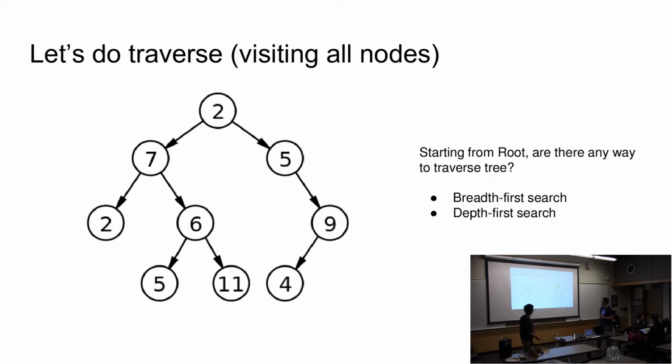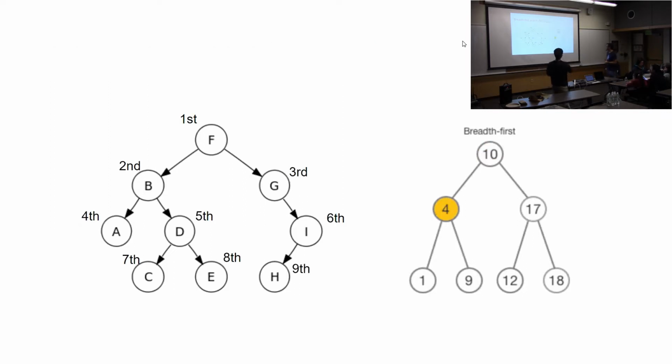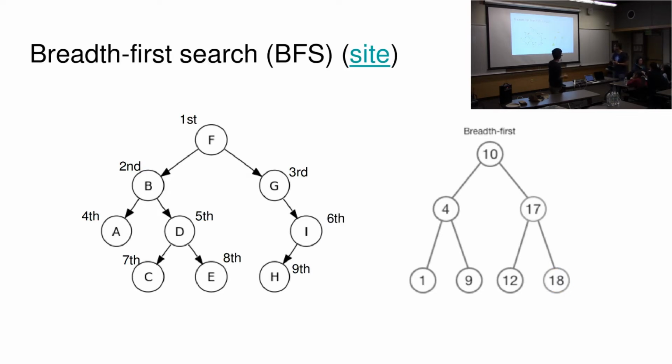So first, let's cover breadth first search. Breadth first search looks at each level, one at a time, and looks at each node on that level. So for example, you can see in this animation here, on the right, we see that first the top one is searched, so the yellow node shows the traversal. We can see that the first one is the 10, because that's on the first level. Then it goes to 4 and 17, which is the second level. And then finally it goes to the 1, 9, 12, and 18, because that's the last level.